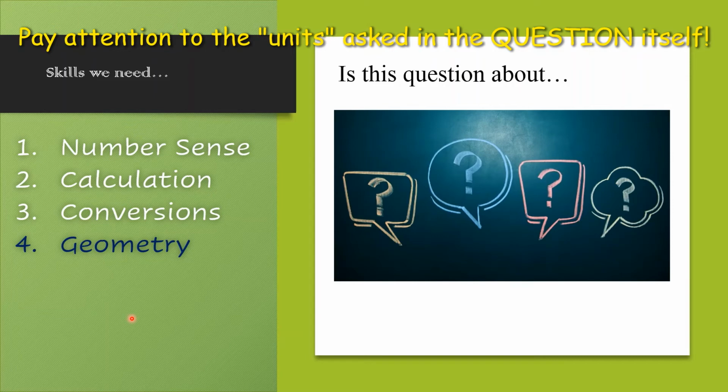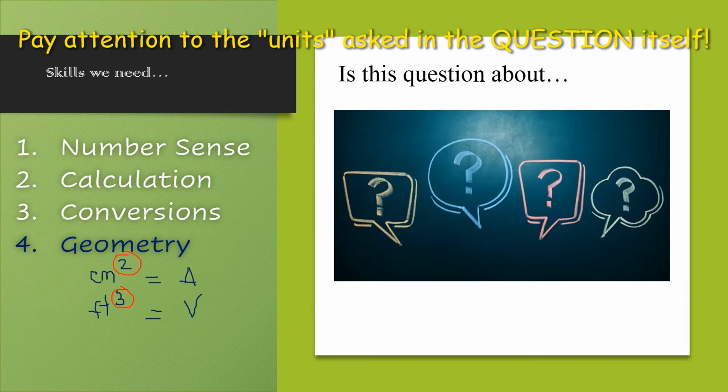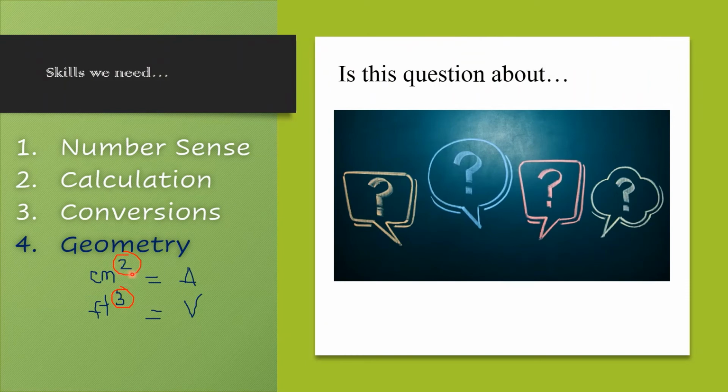For example, if they're asking for an answer in square centimeters, you immediately know that they're talking about the area of a shape. If they're asking for cubic feet, we know it's volume that they're asking for. The key is squared is always about area. Cube, or indicated with the 3, is about a 3D shape or volume.